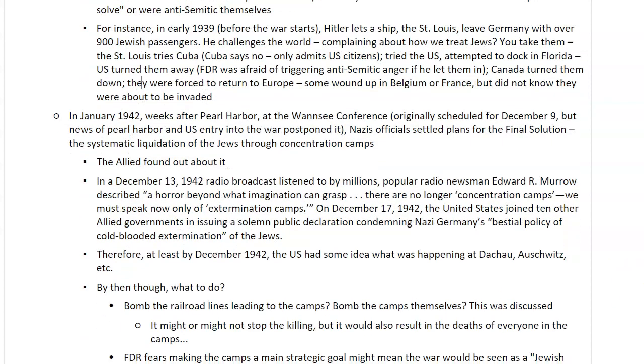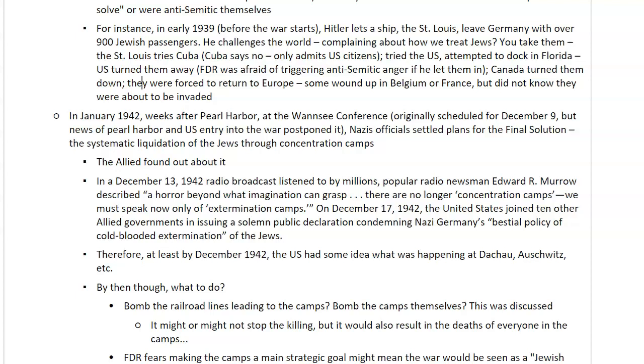So before the war, it's not as though everybody was reaching out to do a solid for the Jewish people in Germany. Okay, we know the U.S. enters the war December 7th, 1941. January of 1942, there is a meeting called the Wannsee Conference.